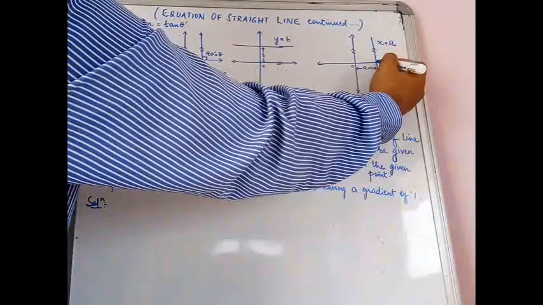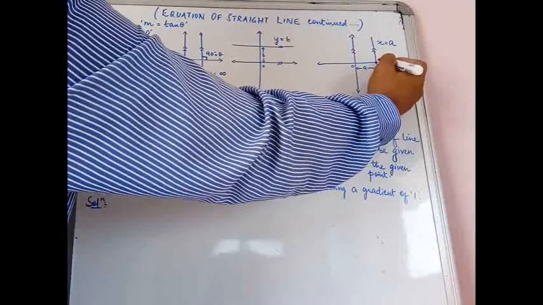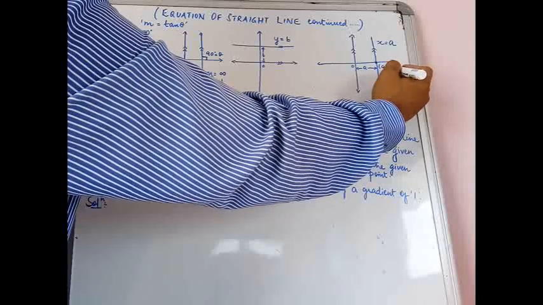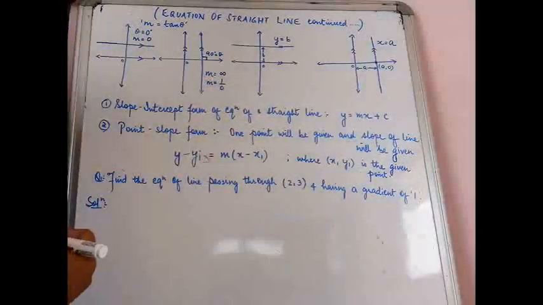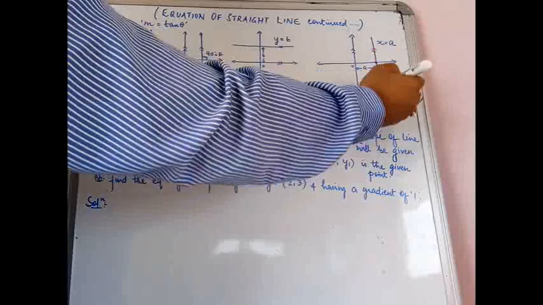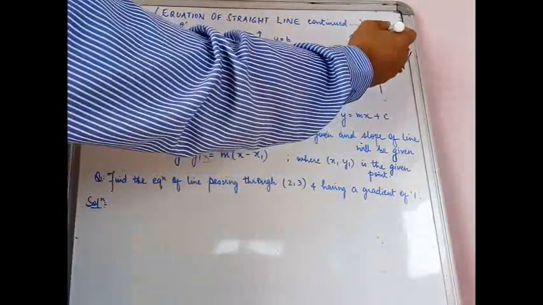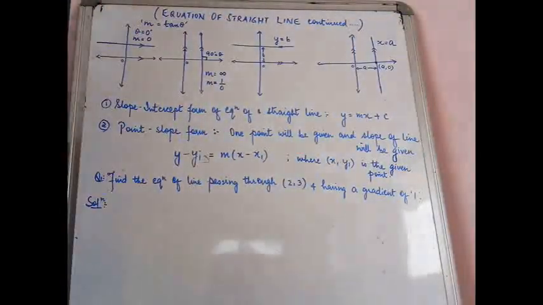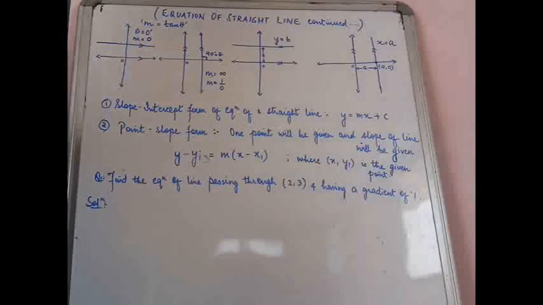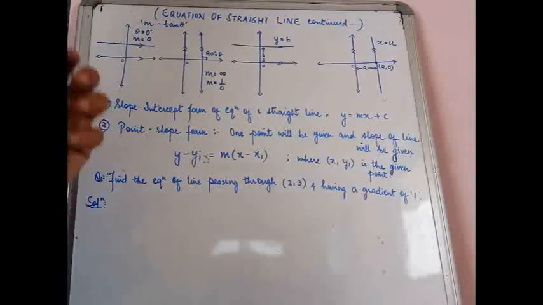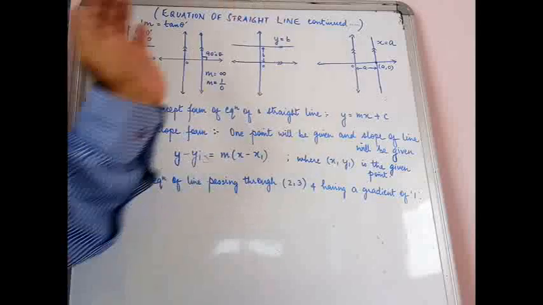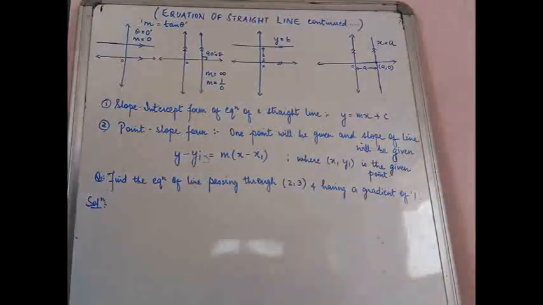Here you see, this particular point you can also write as a comma 0. So this particular line will always have the equation x is equal to a, because it is always at a distance of a units from the y-axis. So these are some general case scenarios that you will have to keep in mind.